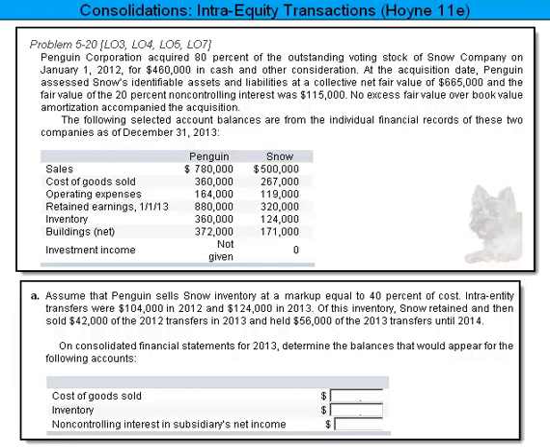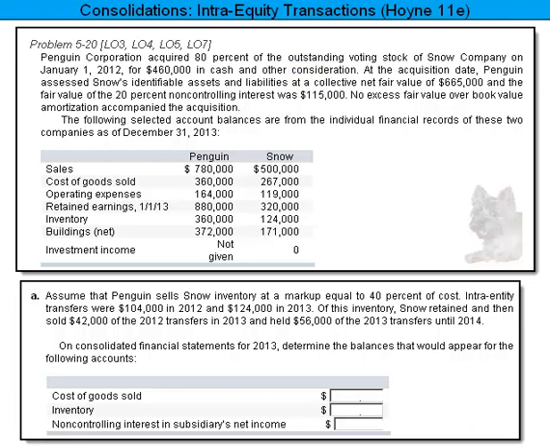Let's take a look at this intra-entity transaction consolidation problem. It's problem 5-20, and I'll read it for you right there. Penguin Corporation acquired 80% of the outstanding voting stock of Snow Company on January 1st, 2012 for $460,000 in cash and other consideration. Let me move that away, and we'll continue reading.